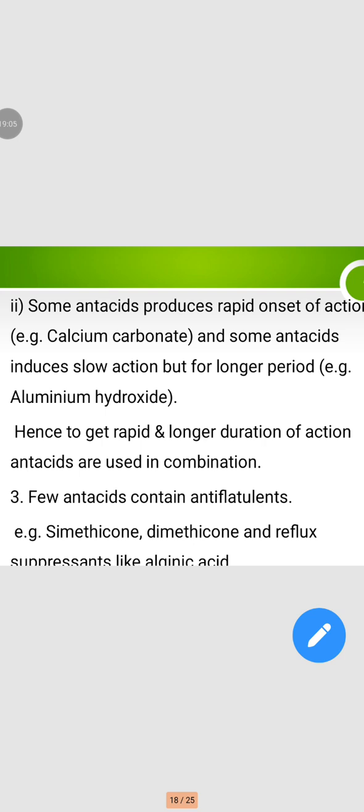Few antacids contain antiflatulents, for example simethicone and dimethicone, and reflux suppressants like alginic acid. So some antacids contain antiflatulents: simethicone, dimethicone, and reflux suppressants. An example is alginic acid.